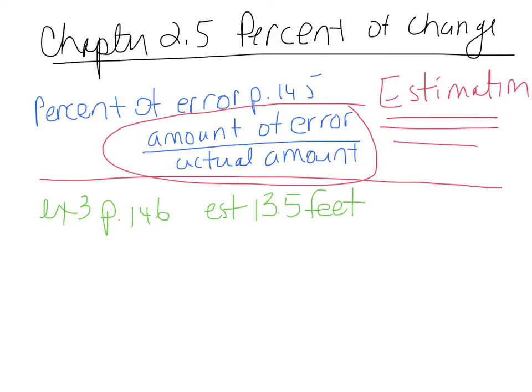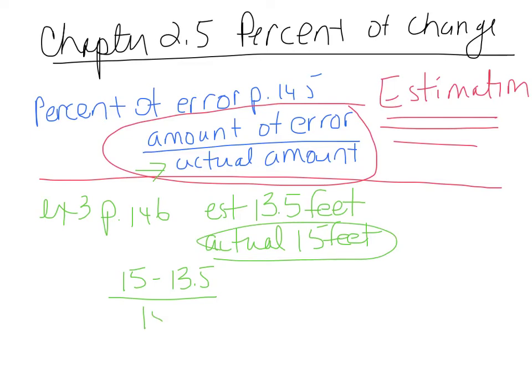The actual distance, you need to pull this stuff out, is 15 feet. And so you need to find the percent of error. The percent of error is you are going to subtract 15 minus 13.5 over the actual amount. So the amount of error over the actual, and the actual is 15 feet.